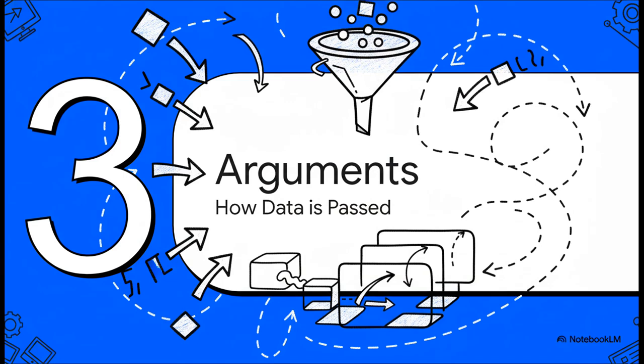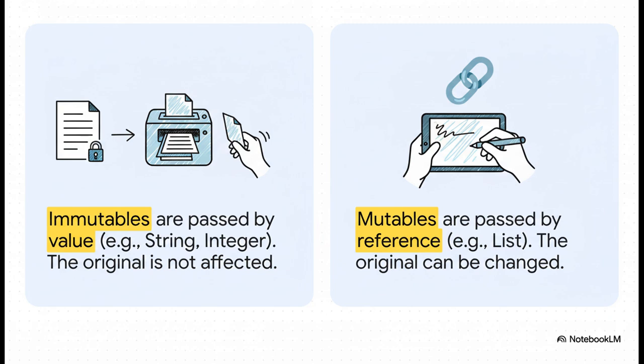Okay, so we know how functions find variables, but how do they receive them in the first place? This gets us to another crucial concept: how we pass arguments. The way Python passes data into functions, it all depends on the type of data.